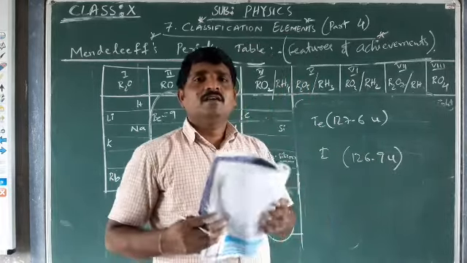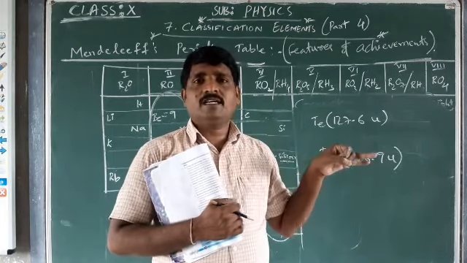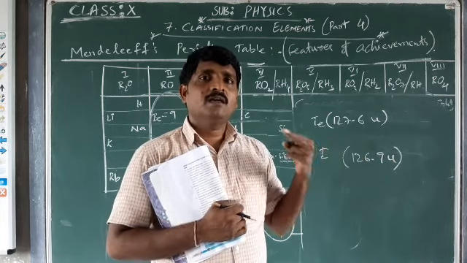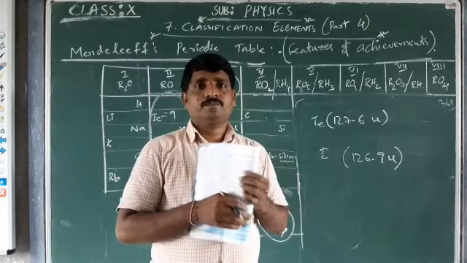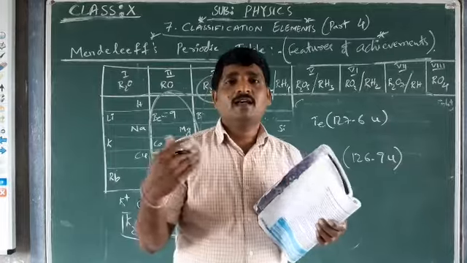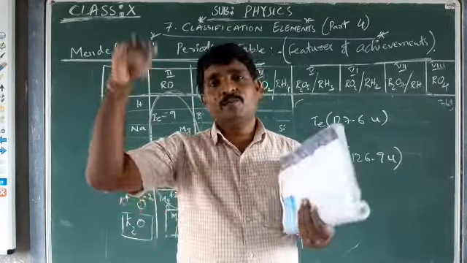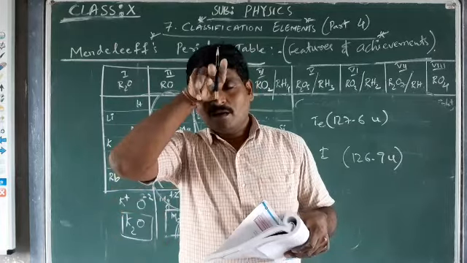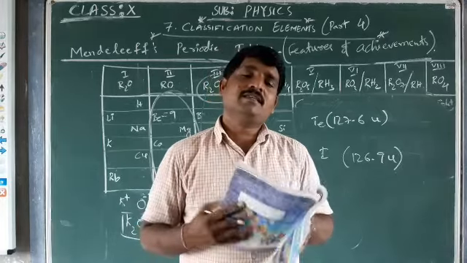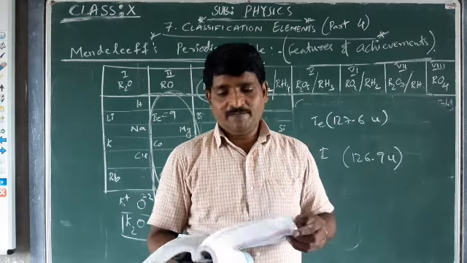These are the features. See, groups and subgroups we have discussed, and periods: vertical columns are groups and horizontal rows are periods. We have 7 periods. We have also discussed predicting the missing elements, how they were placed and how they were referred to. Next, correction of atomic weights, changing the atomic weights of elements to place them in the proper group. Next is the anomalous series. Even though it is a minor inversion, it is accepted. These are the 5 features of Mendeleev's periodic table.